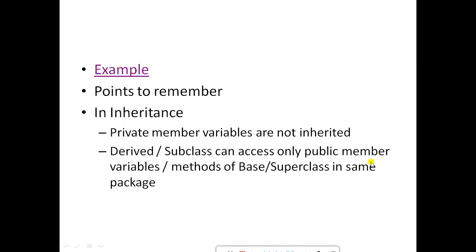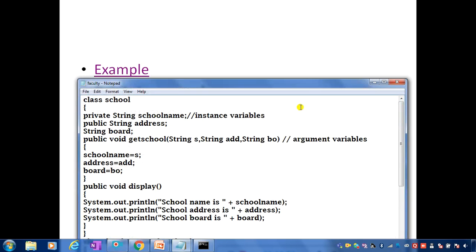Now we'll first see an example of inheritance. Before that, there are certain points which you have to remember: in inheritance the private member variables are never inherited. The subclass can access the public member variables, default member variables, as well as the protected member variables of the base class. So we'll see an example.